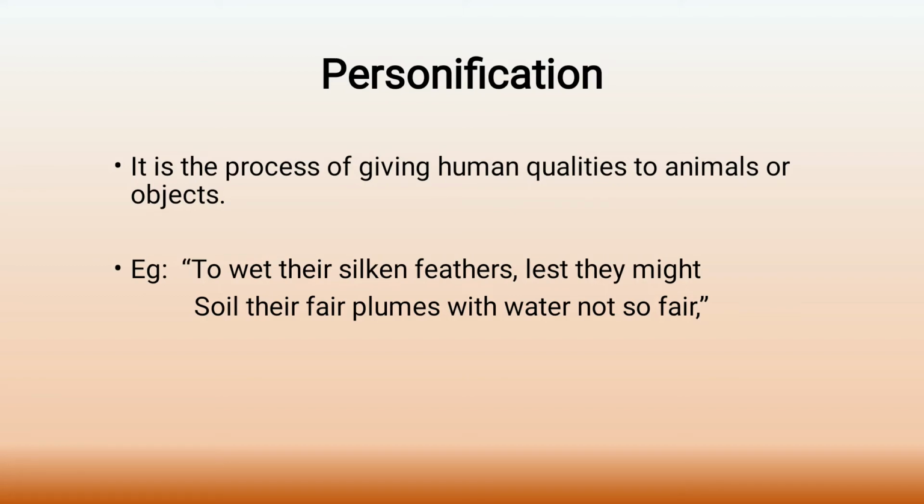Here is an example taken from the poem. "To wet their silken feathers, lest they might soil their fair plumes with water not so fair." Here we are giving human attributes to swans in the river, the river Lee. We are saying that swans wet their silken feathers. Wetting is done by humans. Also in the next successive line, it is said that the swans soil their fair plumes. Soiling, wetting, and all these things are usually done by humans, and human qualities are attributed to the swans, the bees, the birds. So this is a perfect example of personification.